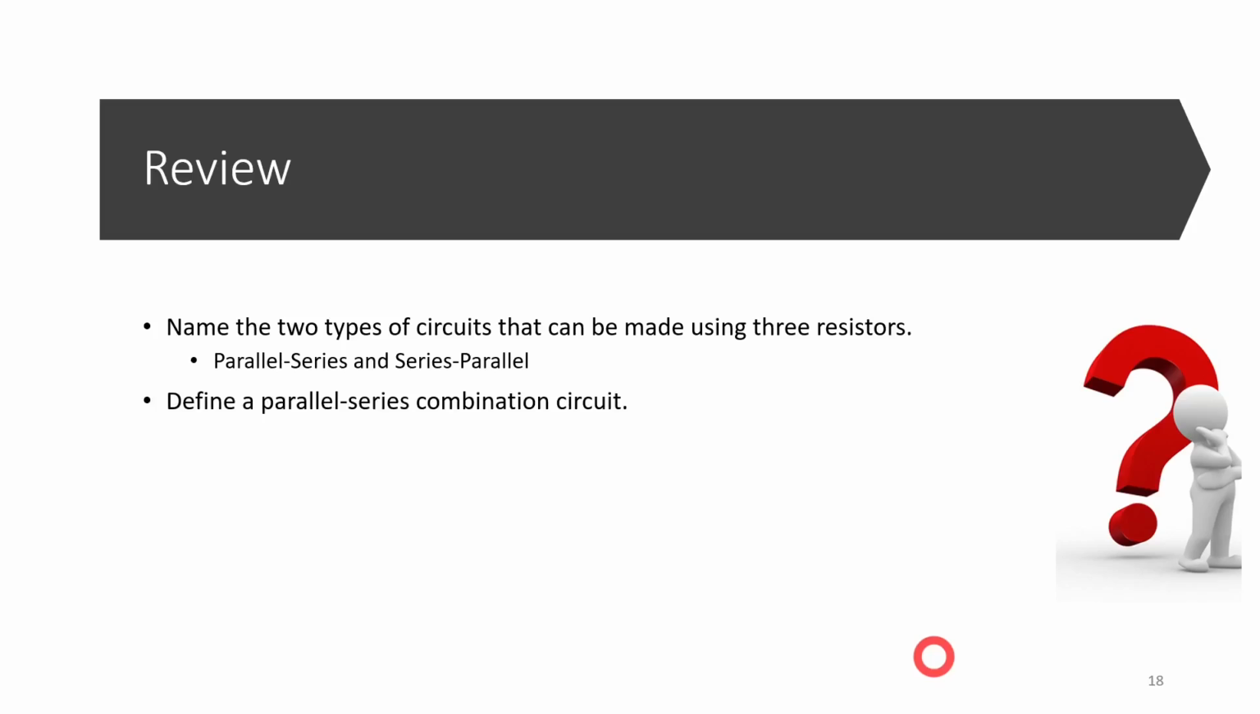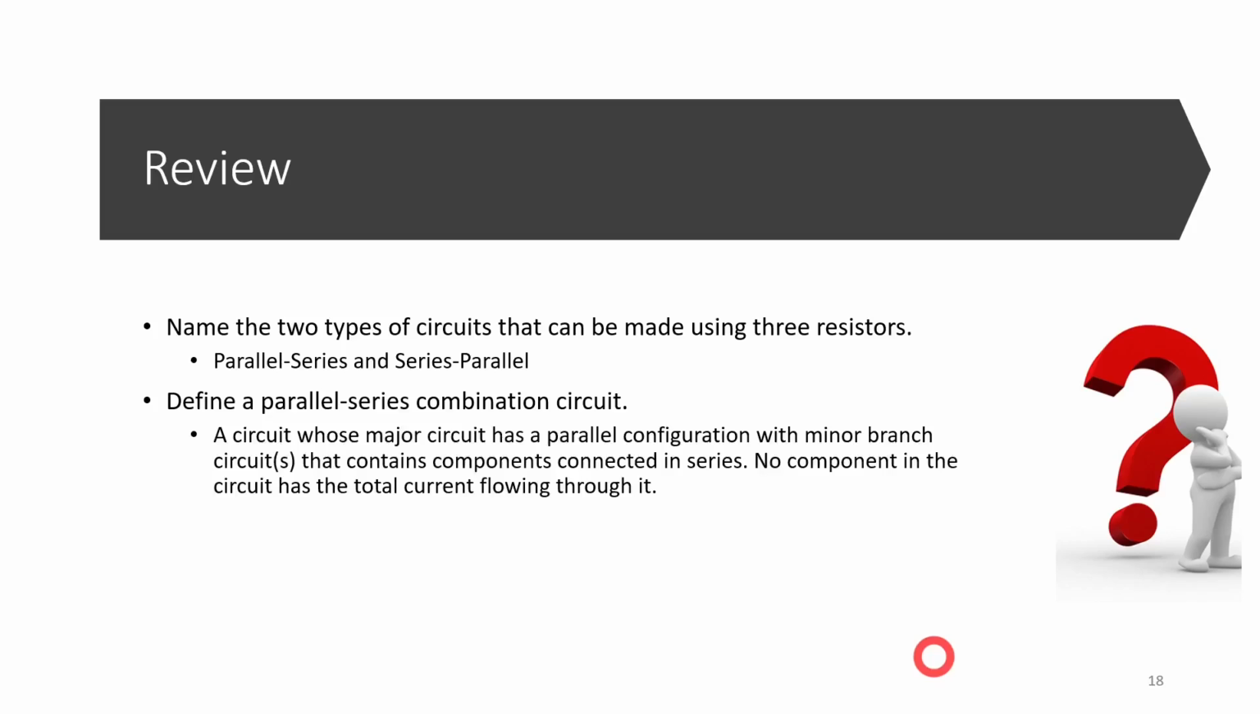Okay, define a parallel series combination circuit. Again, pause the video, think about it, maybe write it down on a piece of paper, and then come back. Okay, a parallel series combination circuit is one whose major circuit has a parallel configuration with minor branch circuits or circuits that contain components that are connected in series. The major characteristic of a parallel series is total current does not flow through any one of those components that's in the circuit.